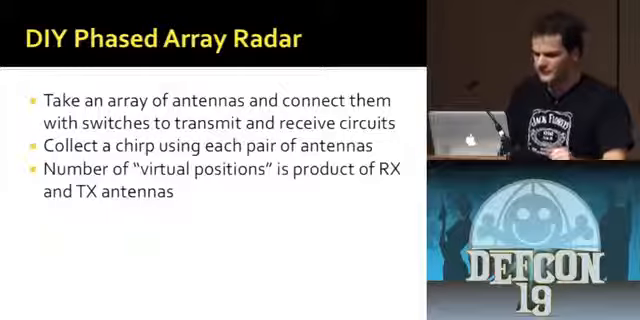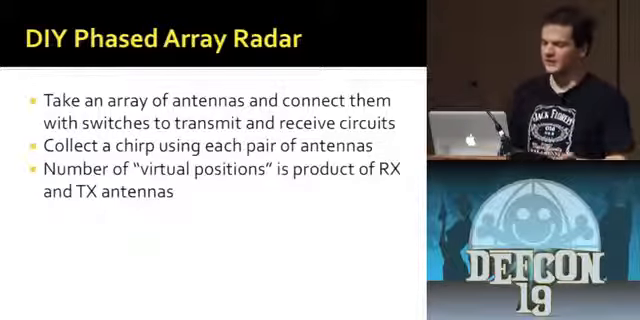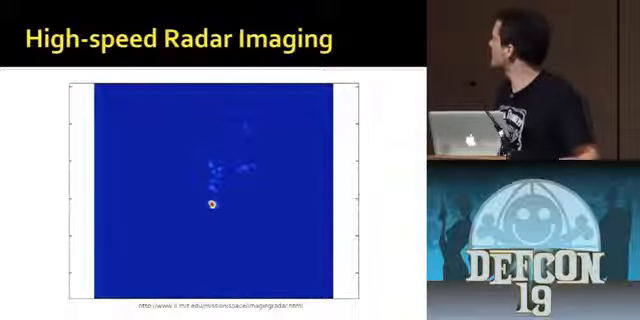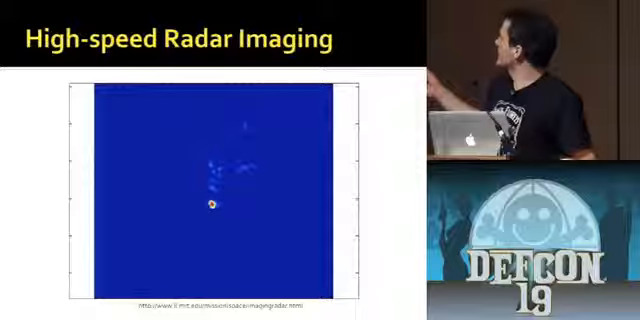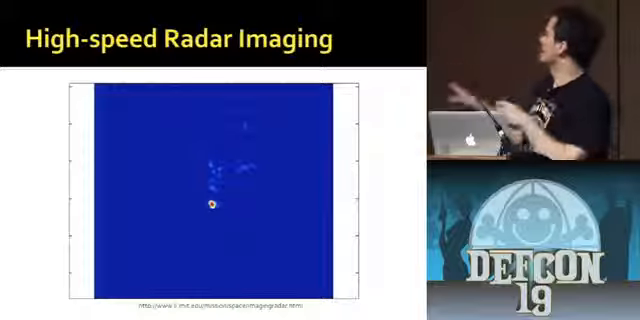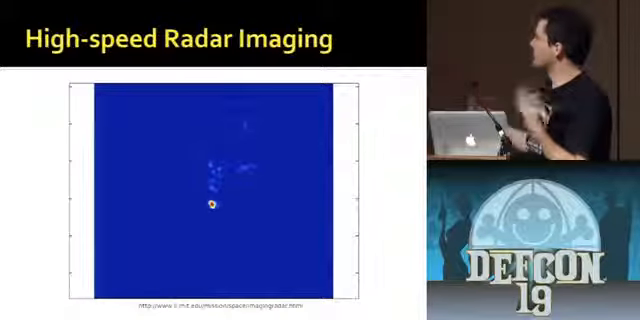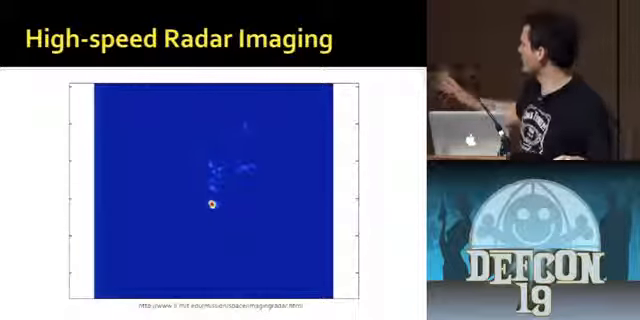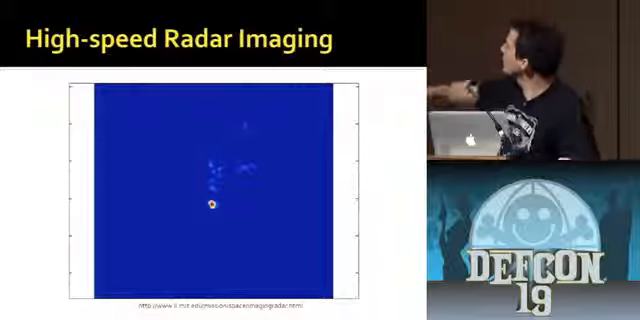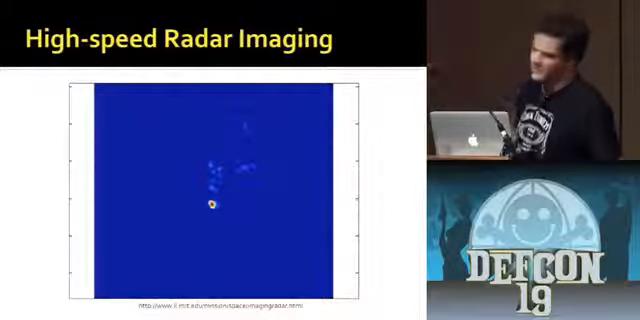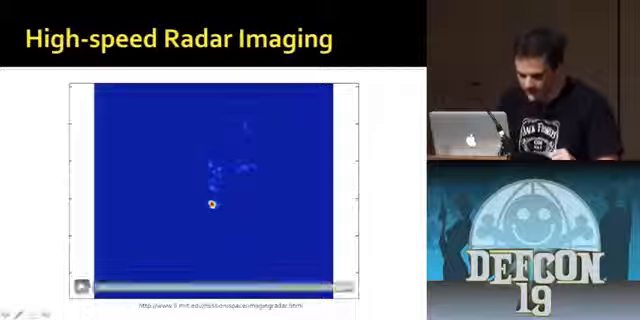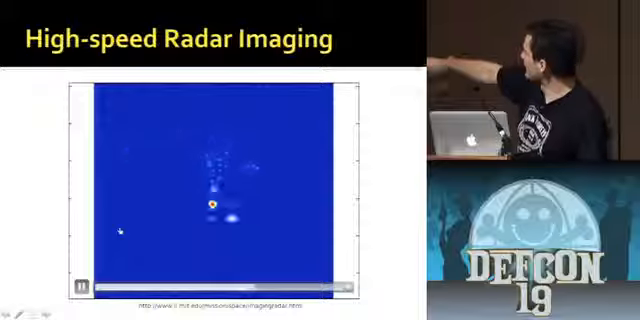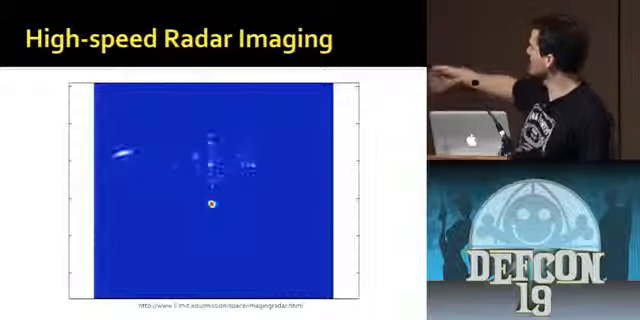I have a video here of something that's actually been built by MIT. They built a phased array radar system designed to capture images at 10 hertz. What's happening here is we have a metal ball in the middle, and then they rolled another metal ball past it, and you can see it rolling past in real time. It's pretty neat. You see that little dot there, it just comes past. So this is pretty fast.